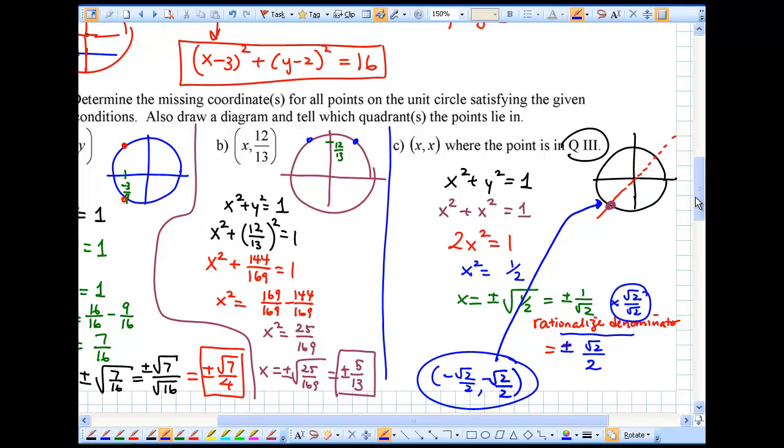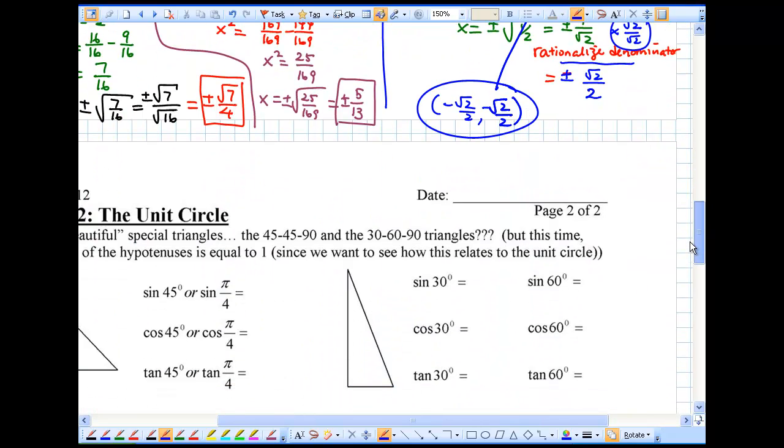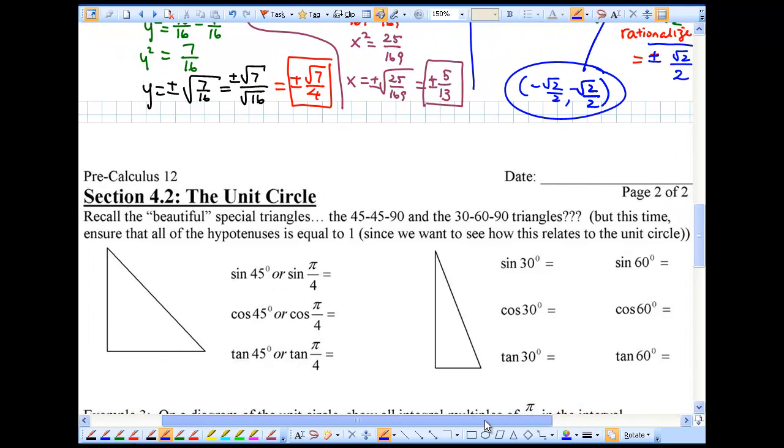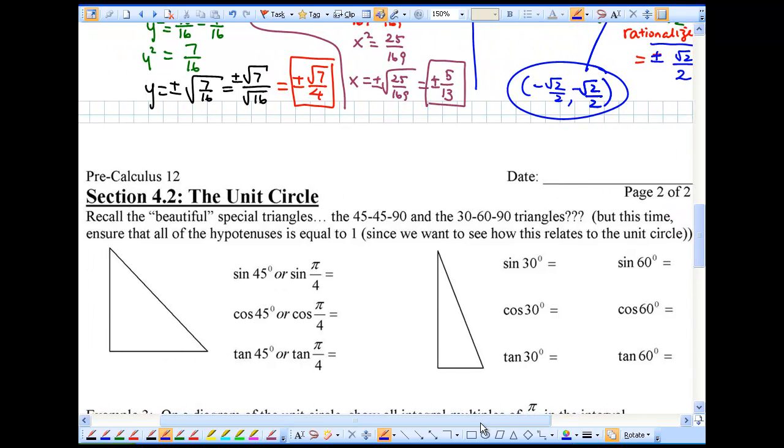All right, let's go ahead now and turn the page. Remember that special triangle stuff also from grade 11? Do you remember having the 45-45-90 triangle that looks like this? Right? And it's 1, 1, and then since it's 45 degrees, that's root 2. Remember that? And the 30-60-90 triangle, remember this one?